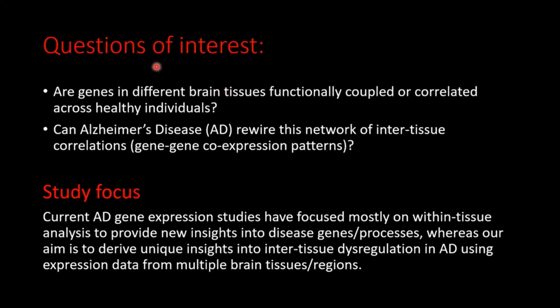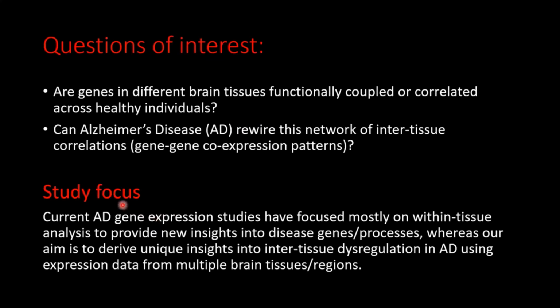I'm trying to understand the differences in gene expression across healthy and disease samples, and whether they are functionally coupled or correlated, and how this correlation is gained or lost in the disease. And does Alzheimer's disease rewire this network of intertissue correlation with the progression of the disease?